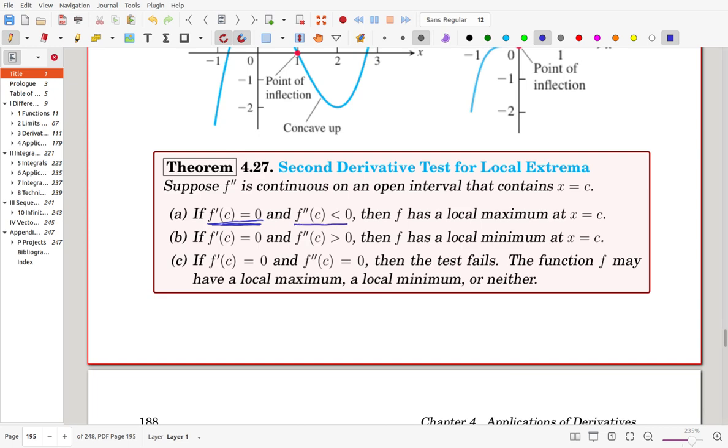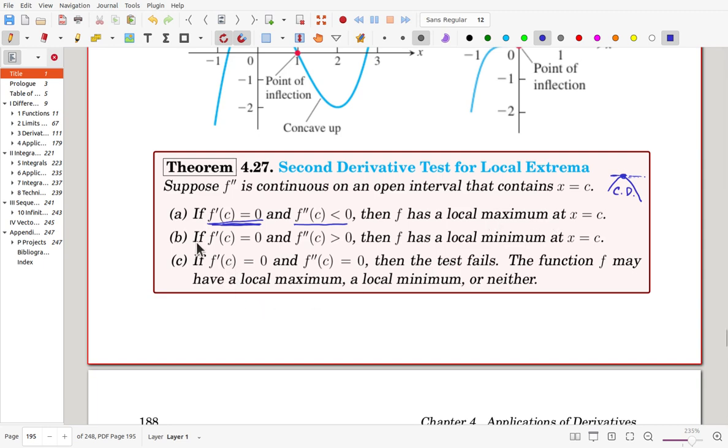That means it is concave down. Concave down means the slope becomes smaller and smaller, so the only possibility is that at the point c the graph is flat, and then concave down means it's coming up and now goes down. So at the point there is a flat tangent line, and in this case there's concave down, so the point must be a local maximum.